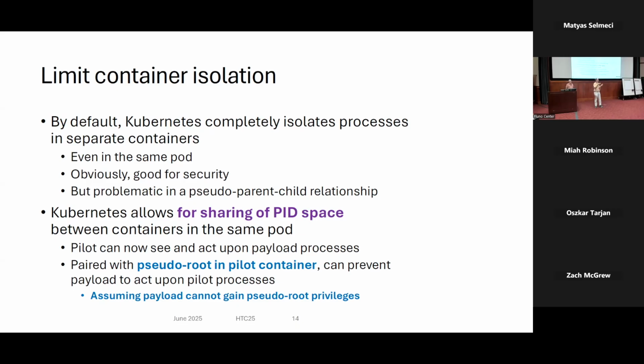And so you do this, and each container can see the processes of the other and send signals between the two. But we still want protection of the pilot from the payload. So in order to obtain that, we drop privileges in the payload container. There is a concept of pseudo root in the container. So the pilot starts as a pseudo root, but you don't allow the payload to have pseudo roots.